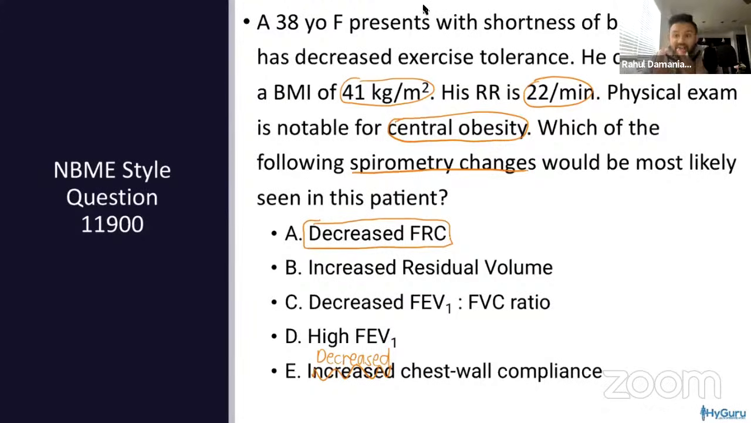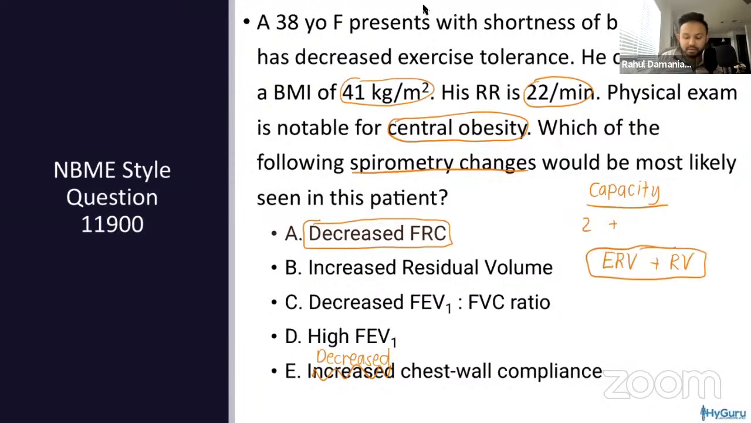Now remember that a capacity is defined as 2 or more lung volumes. And I can't stress that enough. The capacity is going to be 2 or more lung volumes. And your functional residual capacity is your expiratory reserve volume plus your residual volume combined. That's important for us to recognize.